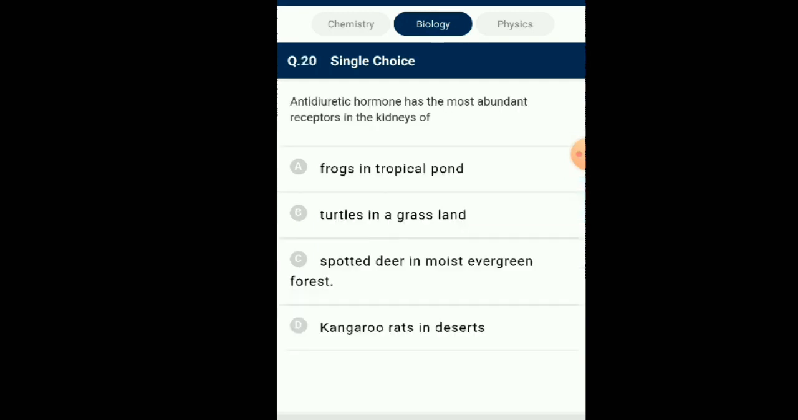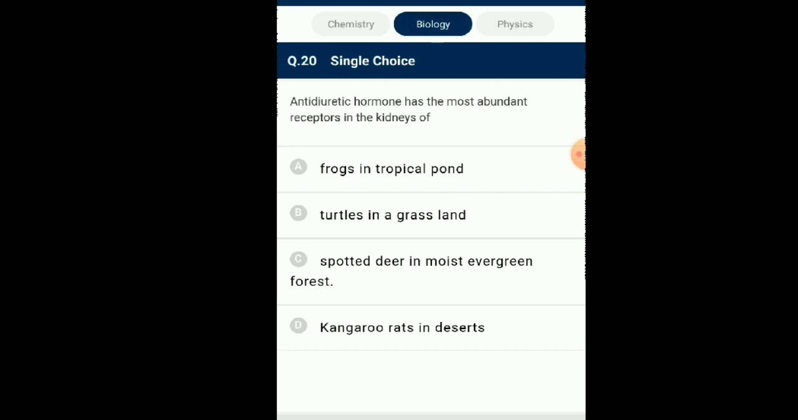Question number 20. Antidiuretic hormone has the most abundant receptors in the kidneys of. Antidiuretic hormone, commonly called ADH, is one of the hormones that efficiently monitors and regulates the functioning of kidneys. Osmoreceptors within the kidneys are activated due to changes in the blood volume, body fluid volume, and ionic concentration, and excessive fluid loss from the body activities.